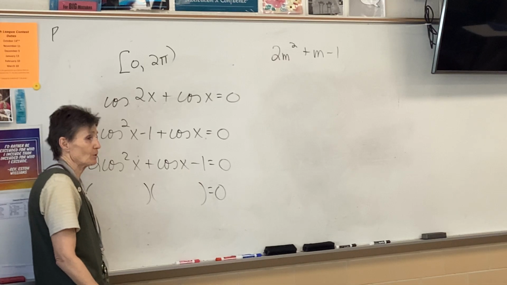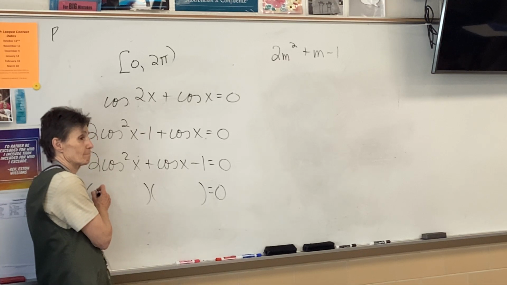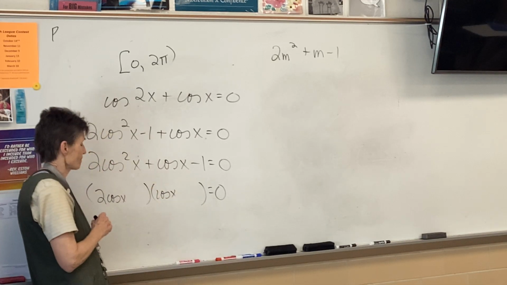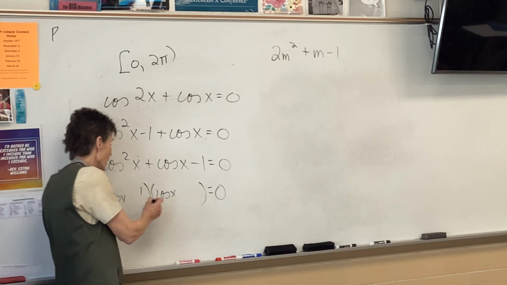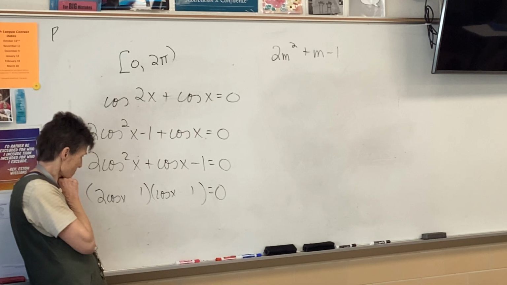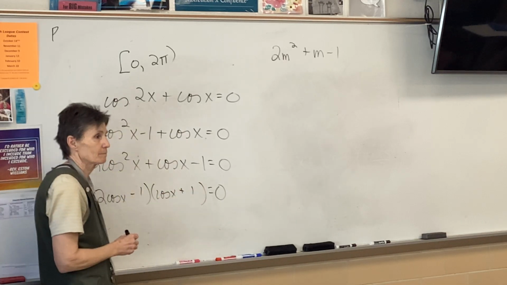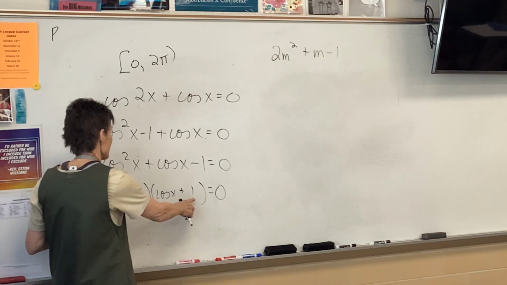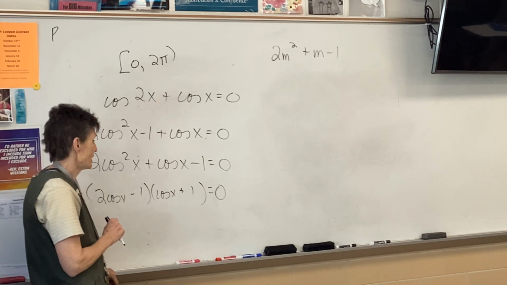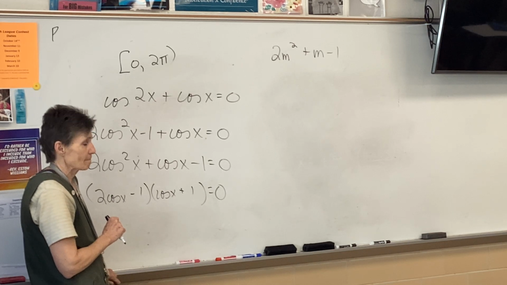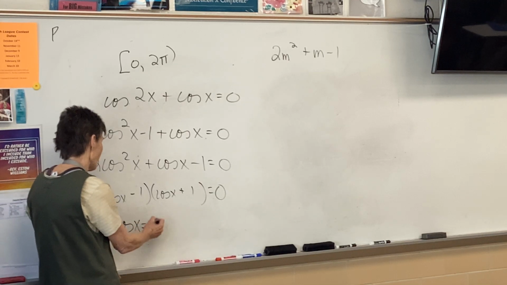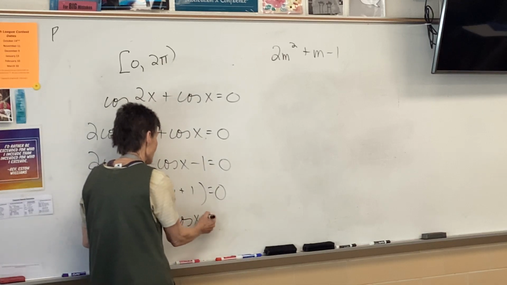So how's it gonna factor? 2 cosine and cosine. I need a 1 and a 1, and one of them has to be negative. The first one. That's right. Because that gives me positive 2 and negative 1, so that's exactly what we want. All right, so what's it say? It says cosine equals 1/2, or cosine equals negative 1.